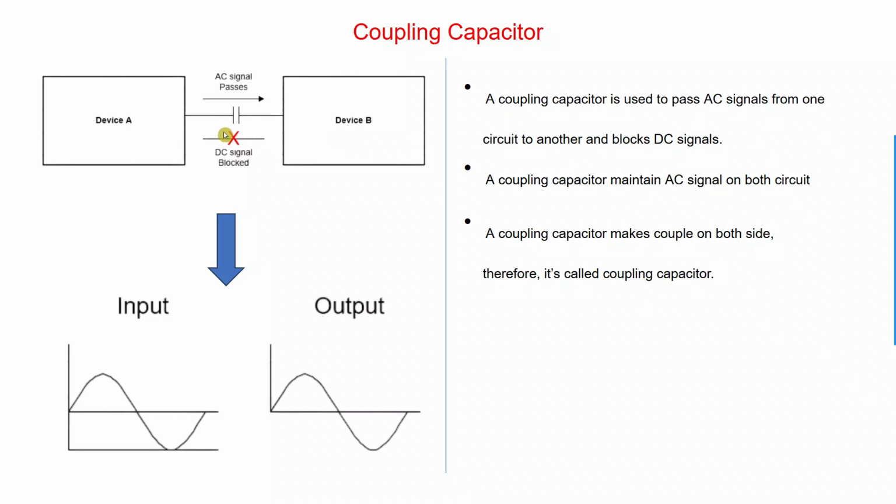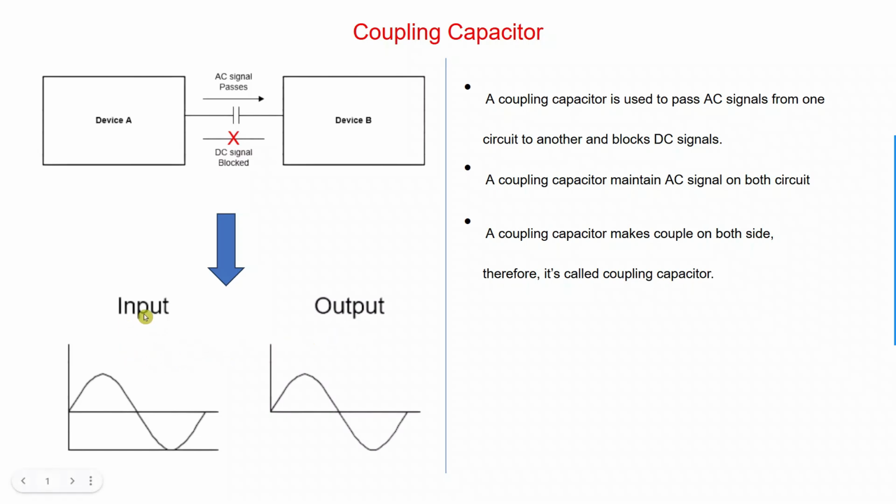So coupling capacitor will pass only AC signal from device A to device B, and it will block the DC signal. So you can see the AC signal is passing from device A to device B and it's blocking the DC signals. You can see the input and output.